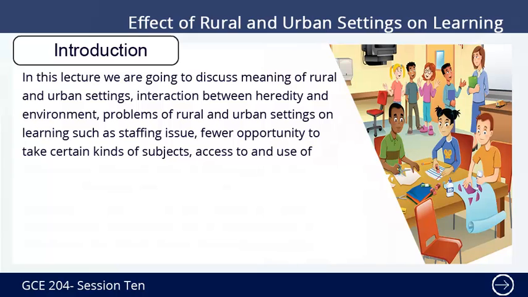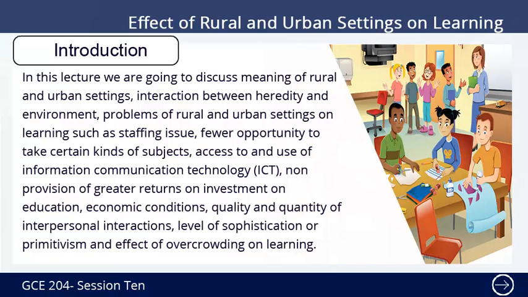Introduction. In this lecture, we are going to discuss the meaning of rural and urban settings, interaction between heredity and environment, problems of rural and urban settings on learning, such as staffing issues, fewer opportunities to take certain kinds of subjects, access to and use of information and communication technology (ICT), non-provision of greater returns on investment on education, economic conditions, quality and quantity of interpersonal interactions, level of sophistication or primitivism, and effects of overcrowding on learning.